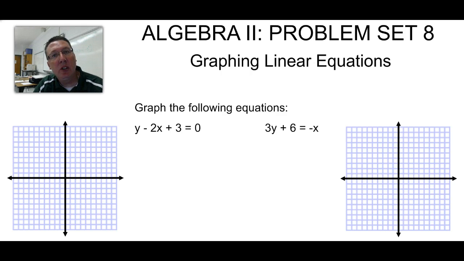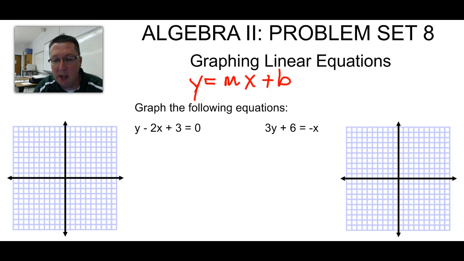So real quick, first step, solve for y. We need y equals mx plus b. So the first problem on the left, y minus 2x plus 3. I need everything on one side except for y. So I'm going to add 2x and subtract 3 at the same time. So y equals 2x minus 3.